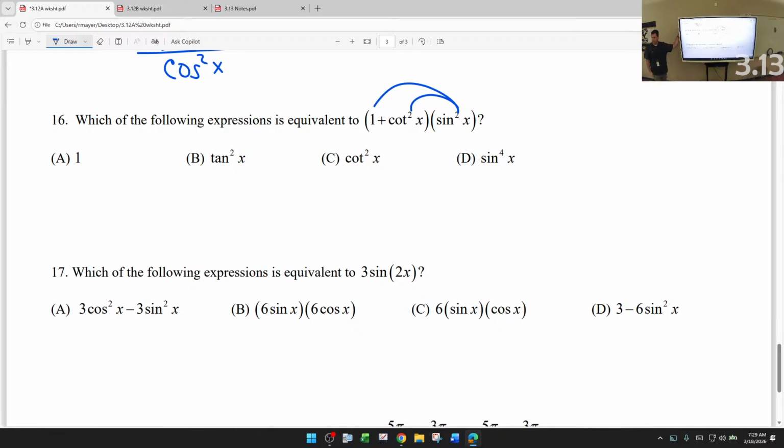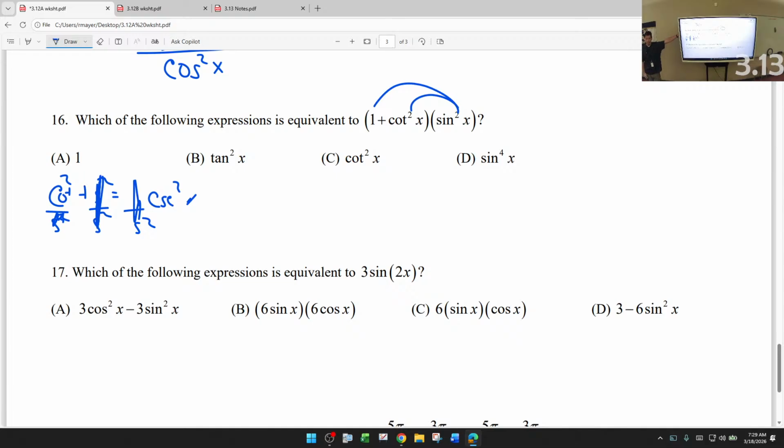I bet 1 plus cotangent squared is one of my Pythagorean identities. Again, you need cosine squared plus sine squared is equal to 1. If I flip that, sometimes it doesn't matter. For cotangent, I need cosine, so I need to divide everything by sine squared. This gives me the 1, and this gives me the cotangent squared, and then 1 over sine squared is cosecant squared. So cotangent squared plus 1 is cosecant squared.